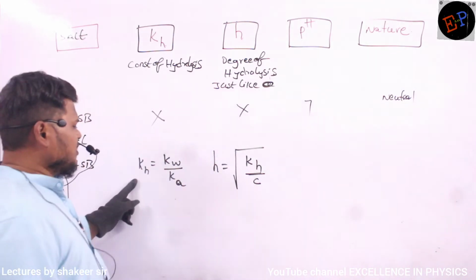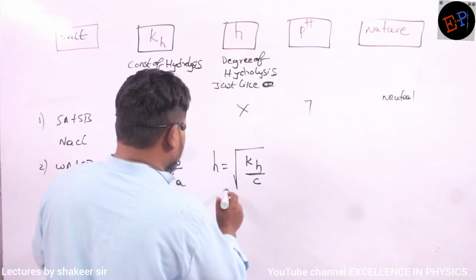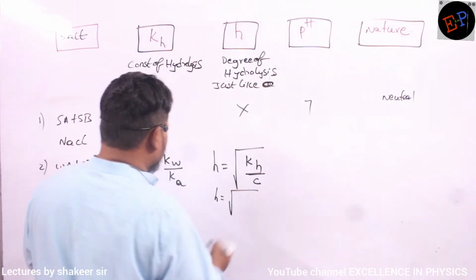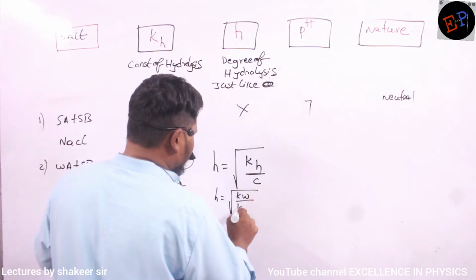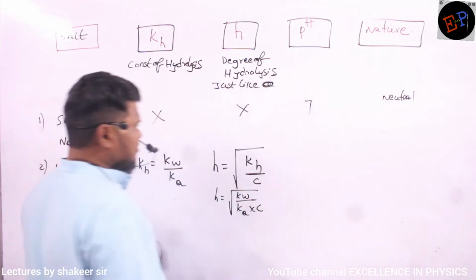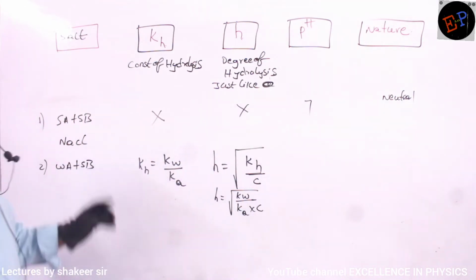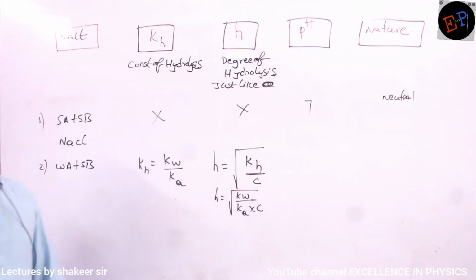And what is the Kh value? Therefore, if I do the calculation, h is equal to the square root of, instead of Kh, I can write Kw divided by Ka, multiplied by C. This is the value. Understood? These formulae you are just supposed to learn by heart, that's it.